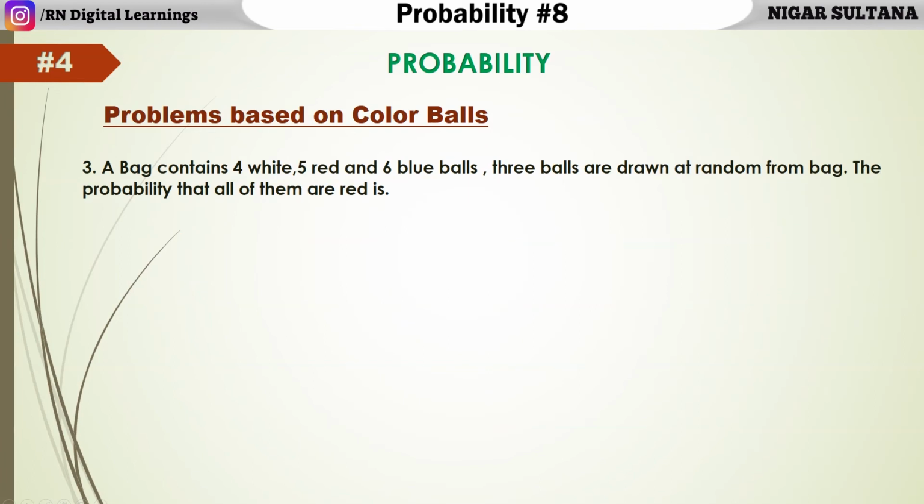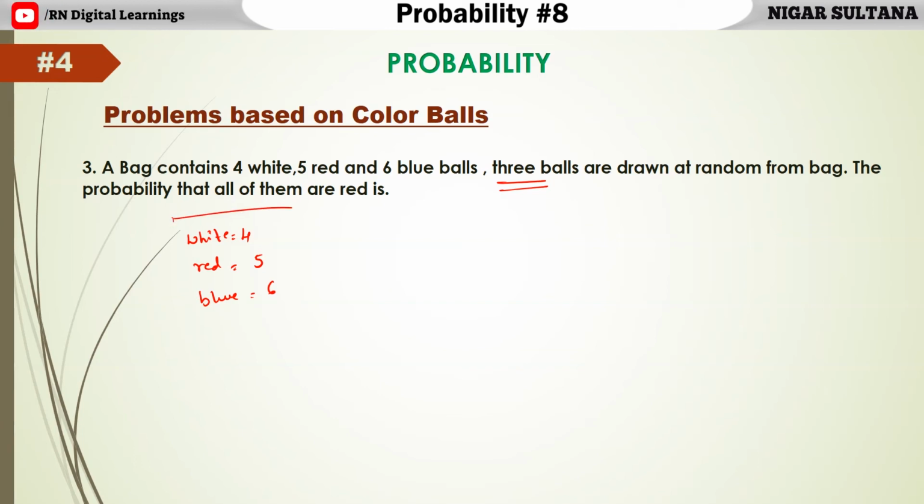A bag contains 4 white, 5 red and 6 blue. Write down what is given first. How many white we have? 4. Then we have red 5, blue 6. Yes. Now, 3 balls are to be drawn at random from a bag. What is the probability that all of them are red?